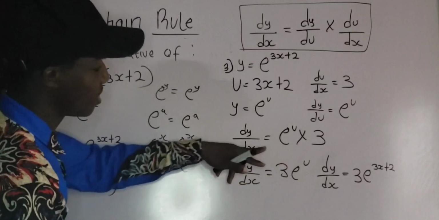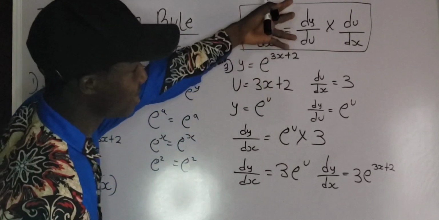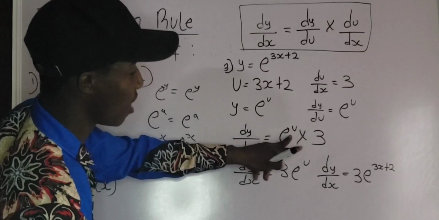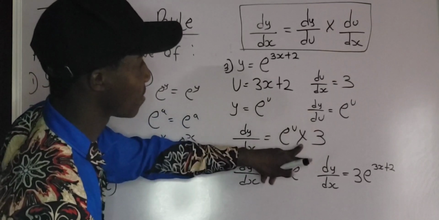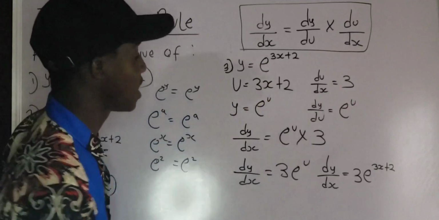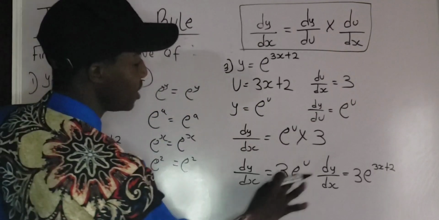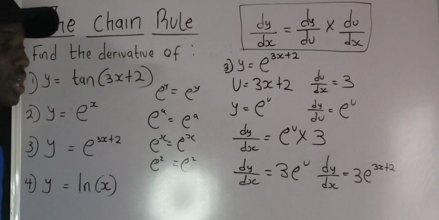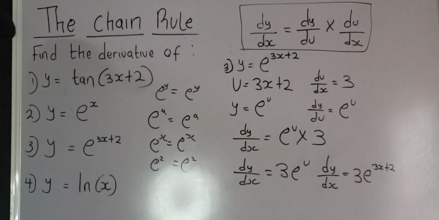Please, I skipped a step here. I didn't write this formula. That is dy over du. dy over du is e raised to the power of u, as you can see, multiplied by du over dx. du over dx is 3. So therefore, dy over dx is 3 e raised to the power of u. So I substitute the value of u as 3x plus 2. Now, you can see that there is something similar to when we took the derivative of the second question.